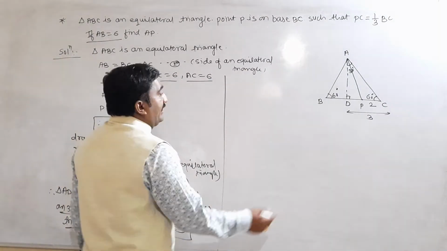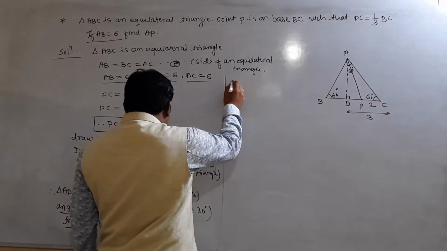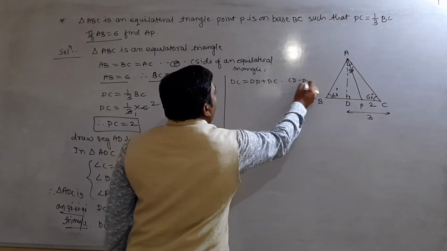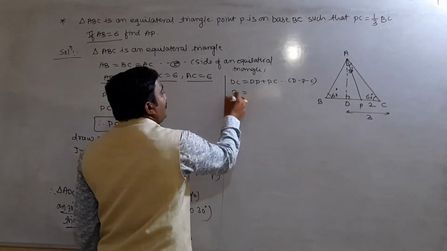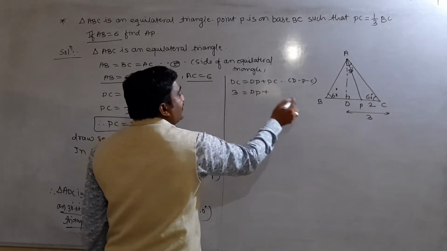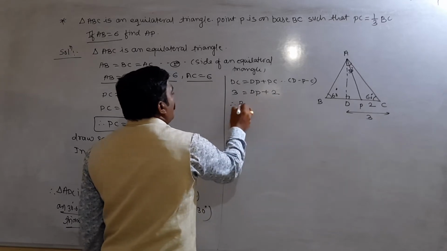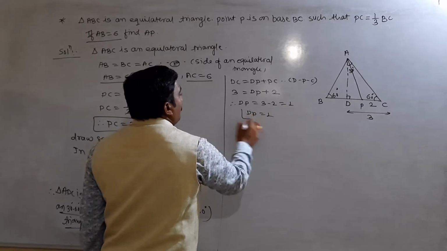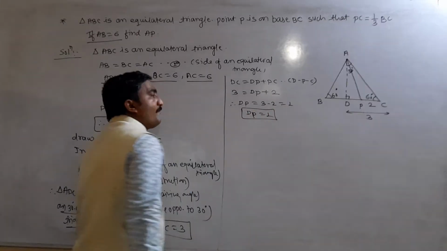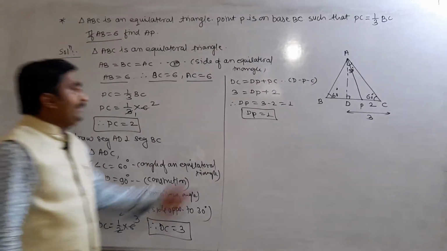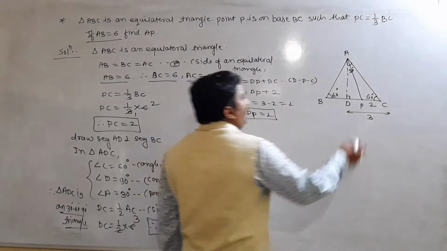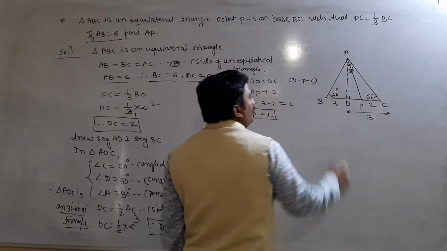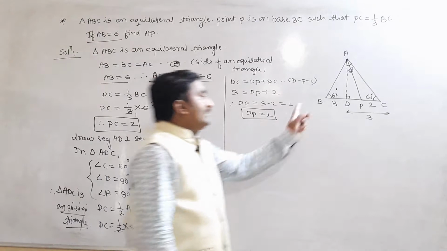So we have to calculate here DP. Here DC is equal to DP plus PC. Why? D, P, C are collinear. DC is 3, DP as it is plus PC is equal to 2. So DP is equal to 3 minus 2. DP is equal to 1. This is the value of DP. Here remember that this is 3 and this is also 3, because total is 6.